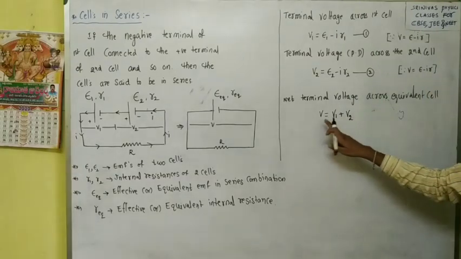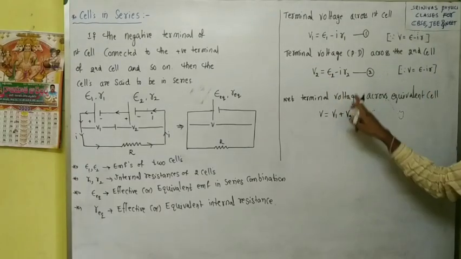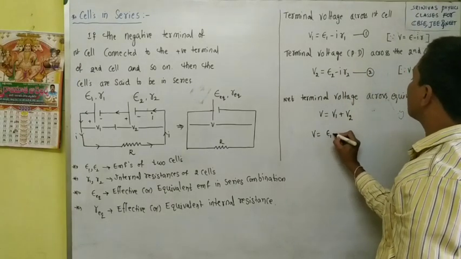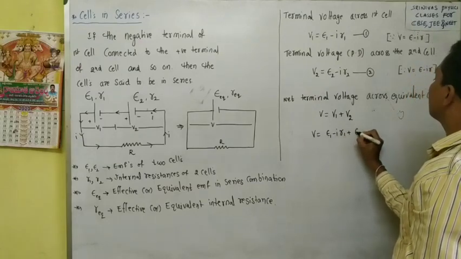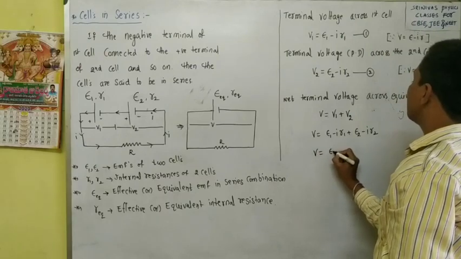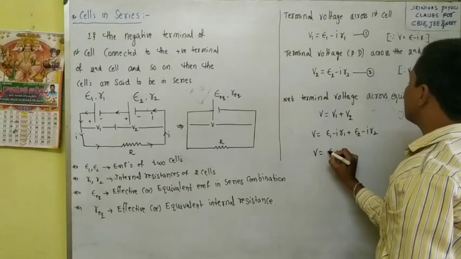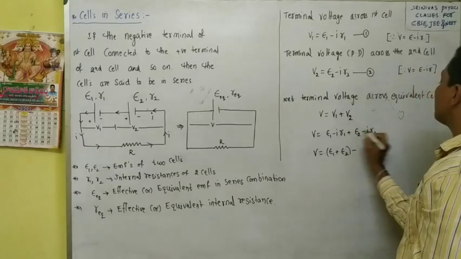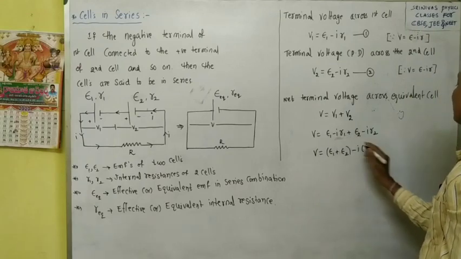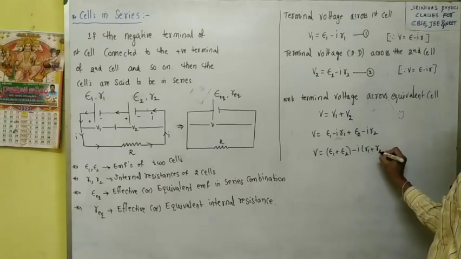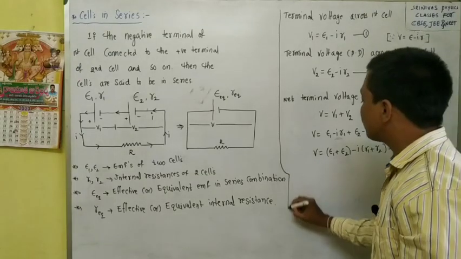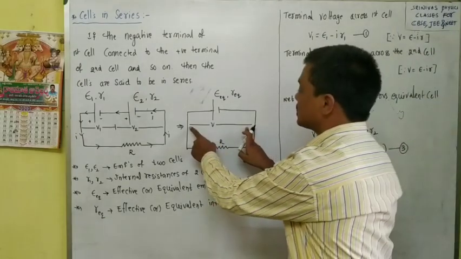Here we substitute the V1 formula and the V2 formula. V1 is E1 minus I R1 and V2 is E2 minus I R2. Then V is equal to E1 plus E2 minus I R1 minus I R2. Minus I is common, so we get V equals E1 plus E2 minus I into R1 plus R2. This is equation 3.